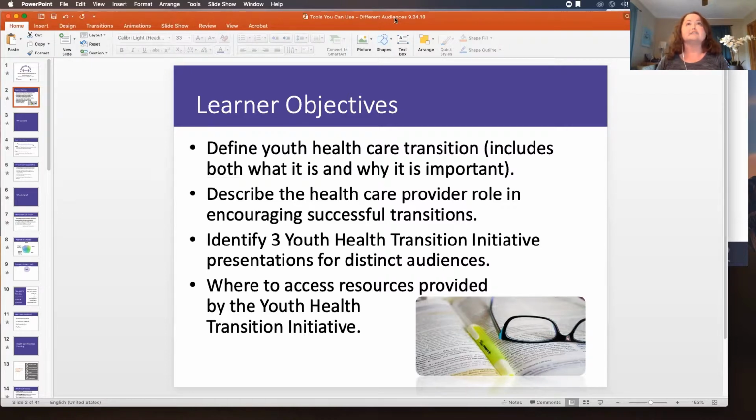Oh, you guys can see all of my questions there. All right. Then the next thing would be where to access the resources provided by the Youth Health Transition Initiative. And the great thing about Zoom and the sharing of screens is that, if people would prefer, we can walk through the website together if you have any questions about where you would find those materials.